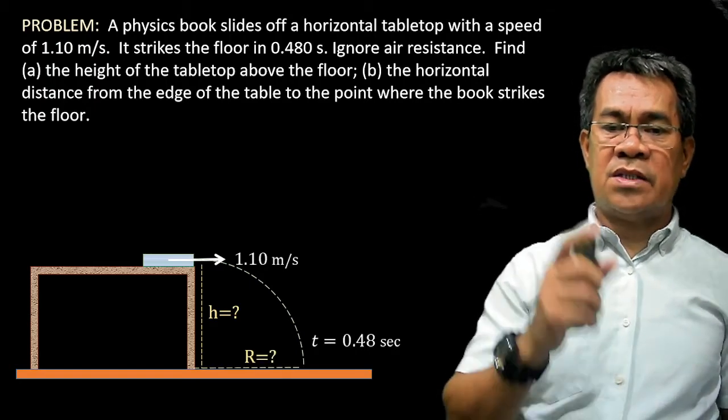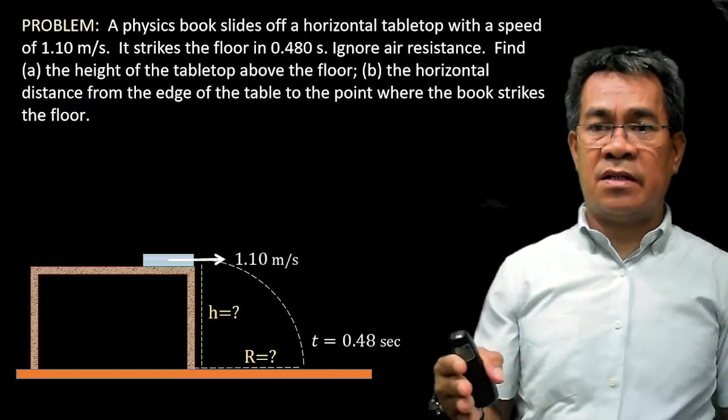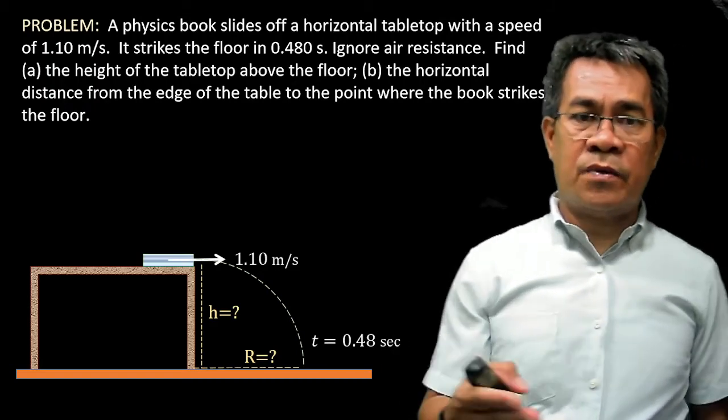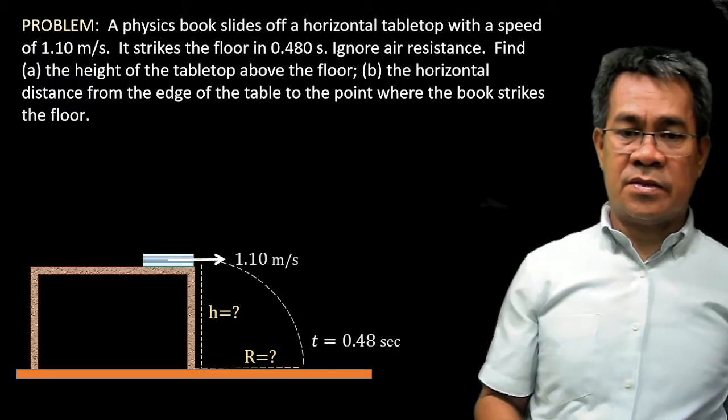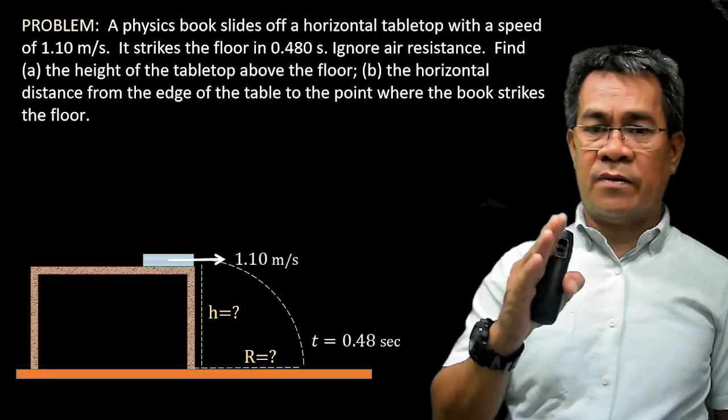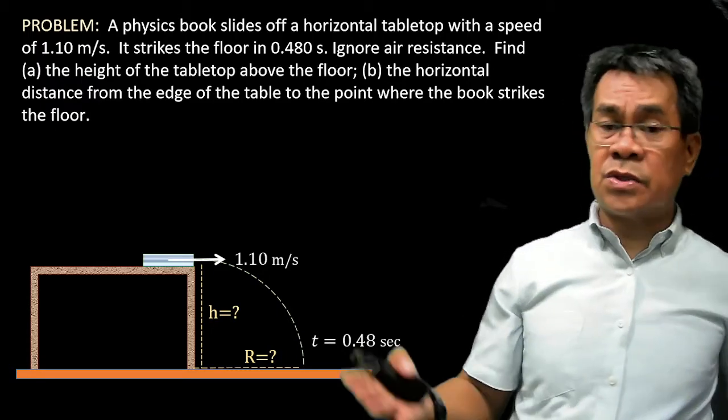Then what is the distance from the edge of the table to the point where the book strikes the floor? So it should be R. So solve for H and R. Now, how to solve this problem?